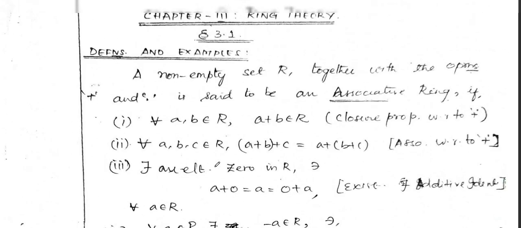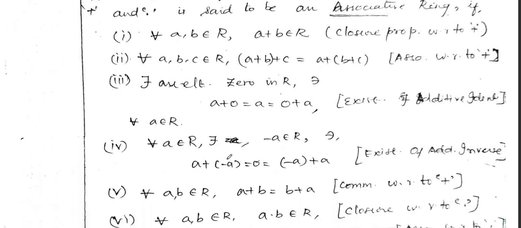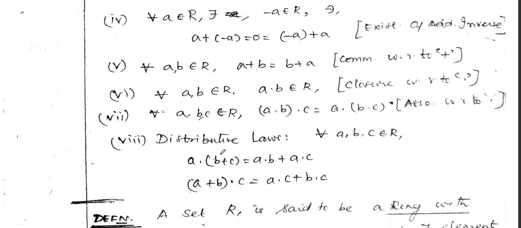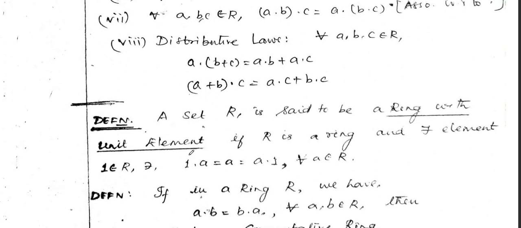So if we have all these 8 axioms true for this R together with these two binary operations plus and dot, then we call that set along with those operations satisfying these 8 axioms a ring. Now, if we have a unit element, that is, for every a in R, 1 dot a equals a dot 1, then 1 acts as the multiplicative identity, and that is also called the unit element. So, if in R we have this true, then R is called a ring with unit element.